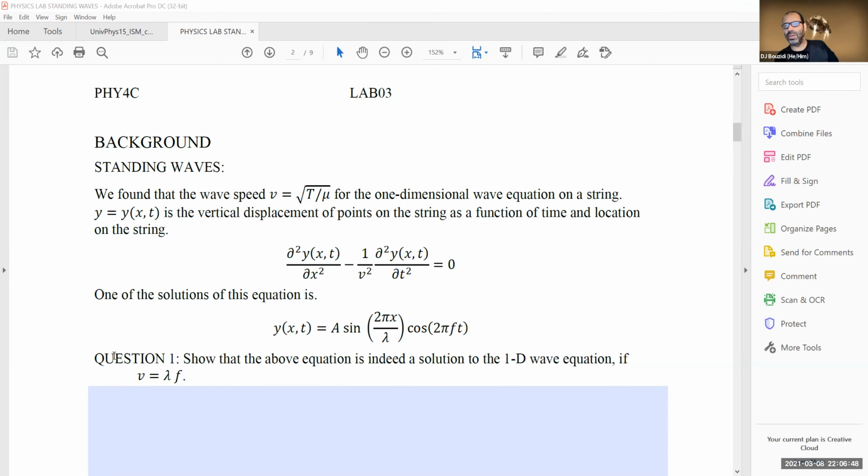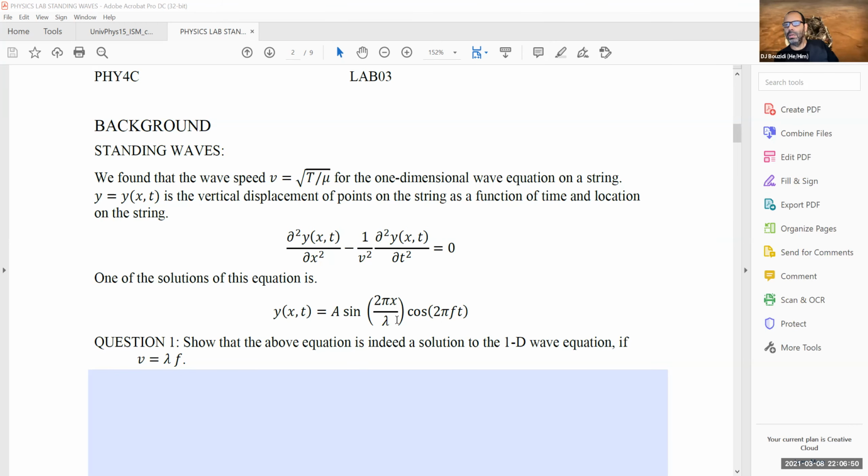And this expression is very easy to verify that indeed it's a solution. All you have to do, and that's question 1 actually, is to take its derivative with respect to x twice. When you take its derivative with respect to x twice, you're going to pull 2 pi over lambda squared, the whole thing squared. You're going to pull 4 pi squared over lambda squared. Because with respect to x, this is constant. This is a constant anyway, all the time.